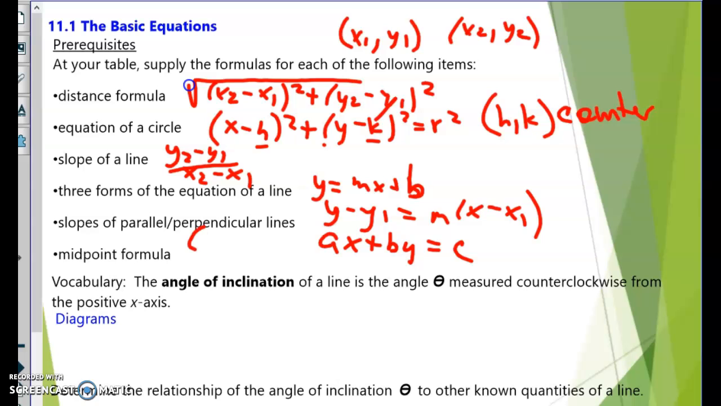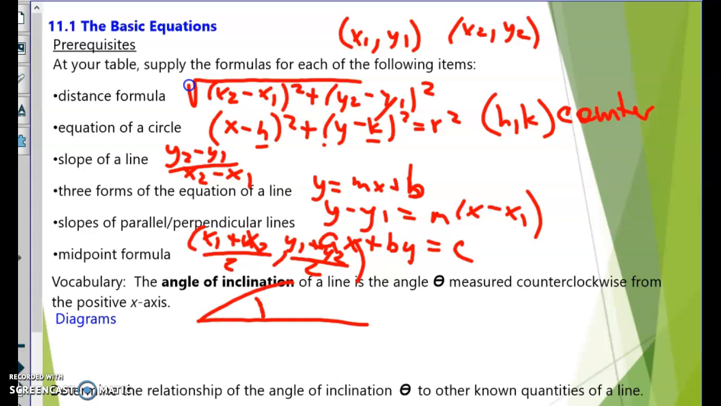Midpoint formula, divided by 2, same with the y values. And our new word that we're going to use is angle of inclination. So if we're going up from the horizontal, it's an angle of inclination. And if we're going down from the horizontal, this is an angle of depression, because it's going downward. And the angle of inclination is measured counterclockwise from the positive x-axis.